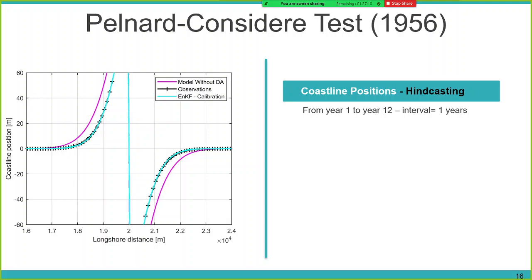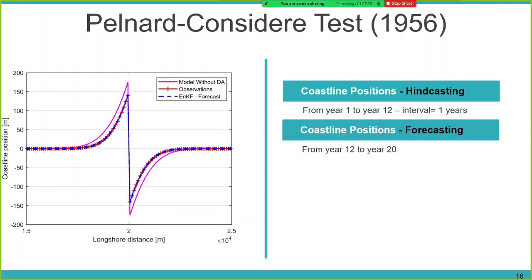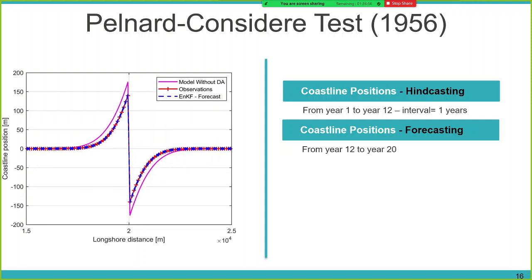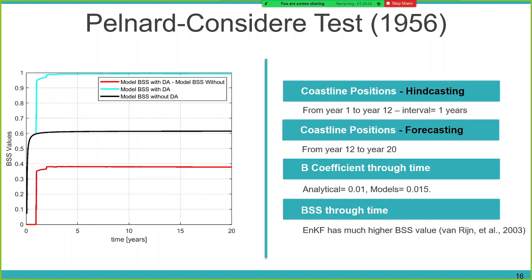The second test used the Pelnard-Considère equations as observation. Both the hindcasting and the forecasting stages showed a very successful match with the analytical solution. The B coefficient through time was also adjusted successfully from the uncertain value to the one used in the analytical solution, and the BSS in the ensemble Kalman filter showed excellent performance for the model, compared to a good performance with the original model before adding the data assimilation.